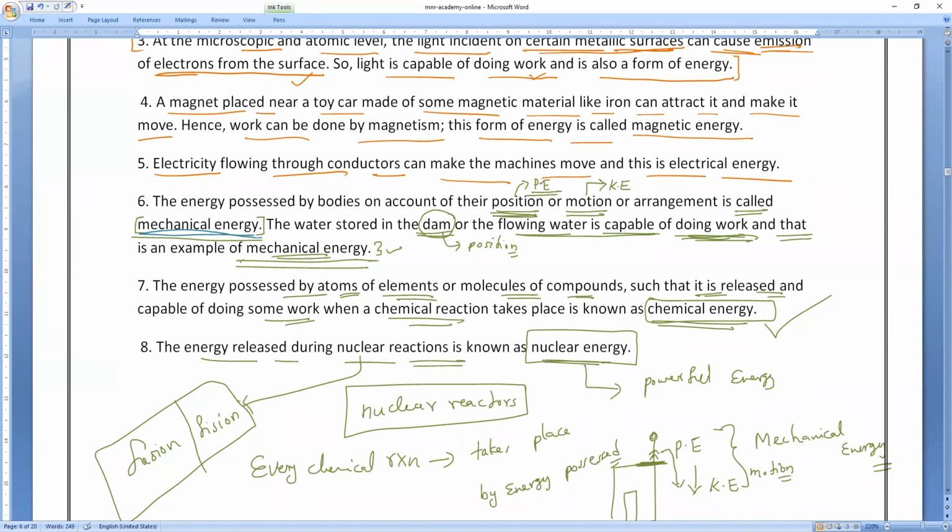The sum of potential energy plus kinetic energy is called mechanical energy. At your level in 9th class, you don't have derivations for potential energies, only the kinetic energy derivation. But we will study the derivation of potential energy for both elastic and normal, elastic potential energy and gravitational potential energy, then Hooke's law, and then we'll go to kinetic energy.